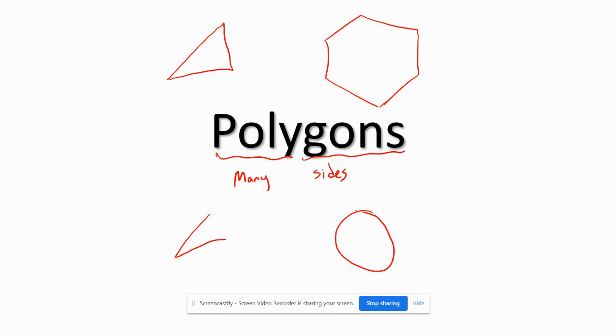A circle is all connected. Let's assume that's a circle. A circle is all connected, but it's all a curve, not a straight side. So it's not a polygon. The polygon has sides and they're all connected and they're all straight.